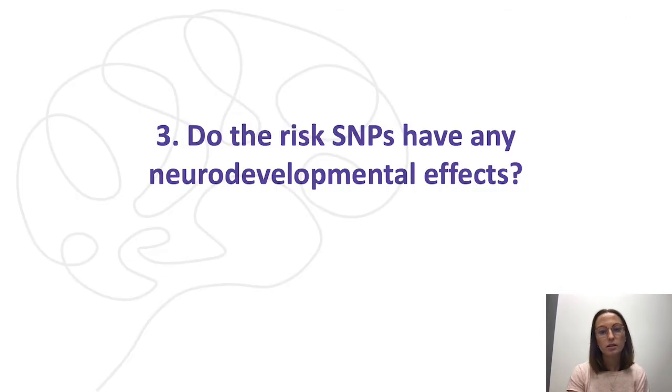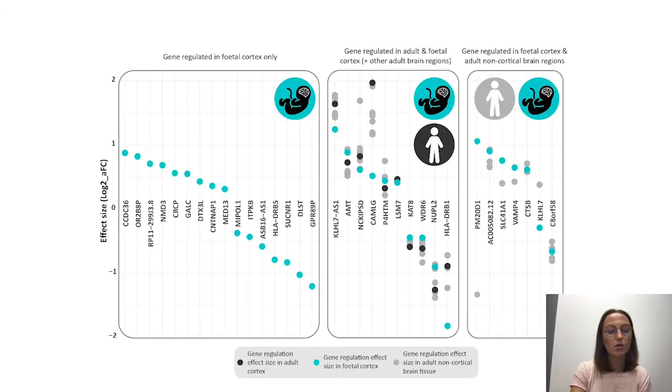We then considered whether the SNPs have a regulatory effect in fetal cortical tissue to see if there could be a potential neurodevelopmental effect of these SNPs. As you can see here on the left, this set of genes is regulated by some of the 90 SNPs, but only in the fetal cortex and not in any adult brain tissues at all. We also found a subset of genes that are regulated in both adult and fetal cortex, and then another subset of genes which are regulated in the fetal cortex and non-cortical brain regions in adults. So this suggests that there is a likely neurodevelopmental effect of some of the SNPs for Parkinson's disease.